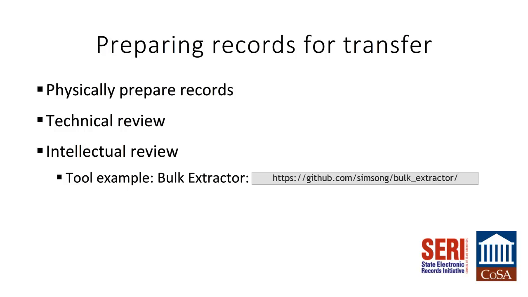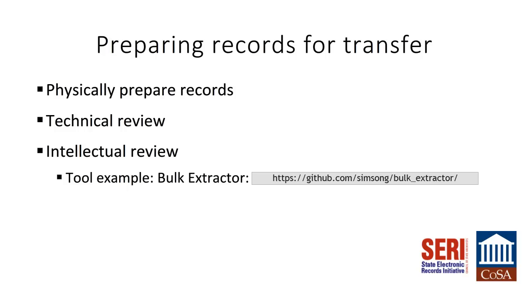Preparing records for transfer. The transferring institution should review the records to ensure that they have proper context, metadata description, and arrangement that reflects the original order and use of the records. The institution should also perform its own virus and malware checks to ensure that it isn't distributing infected materials. Furthermore, in addition to a technical review, the institution should conduct an intellectual review of the materials. Sensitive and confidential information must be identified prior to transfer as part of the process.